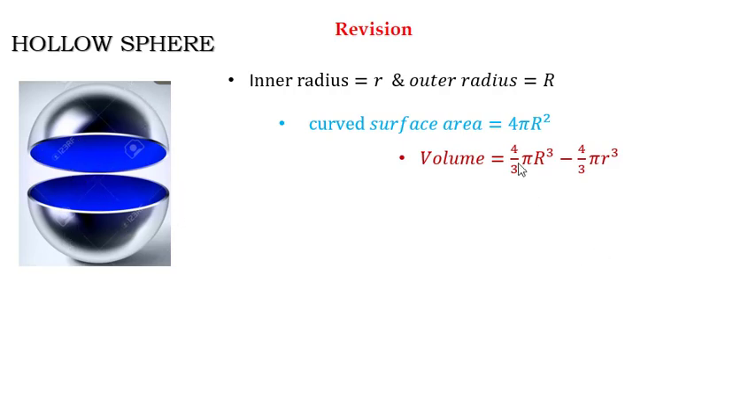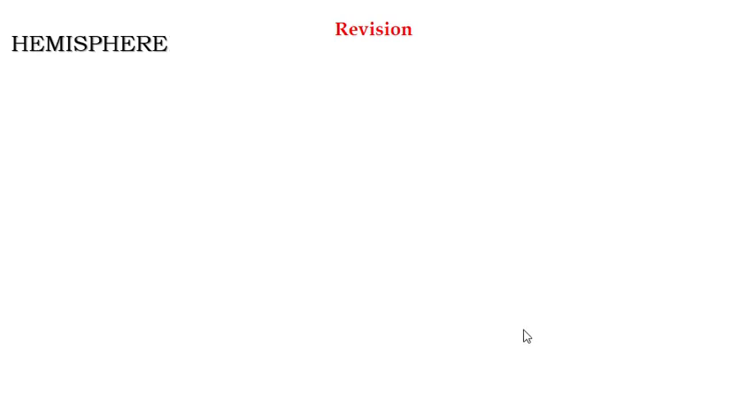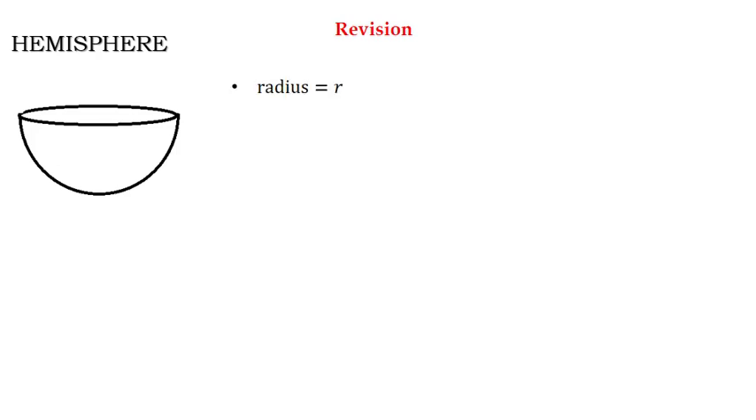So it is 4 by 3 pi capital R cube minus 4 by 3 pi small r cube. Now 4 by 3 pi we can take common, and it is 4 by 3 pi (capital R cube minus small r cube). Hemisphere. If we cut the sphere into two equal parts, we will get a hemisphere. Now for hemisphere, let us take radius as r.